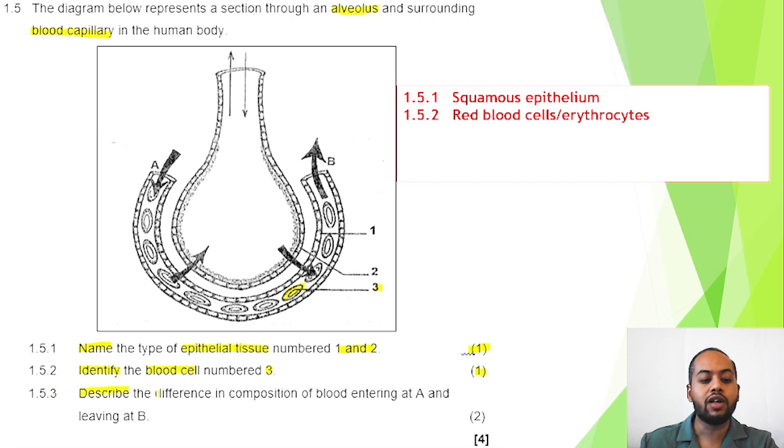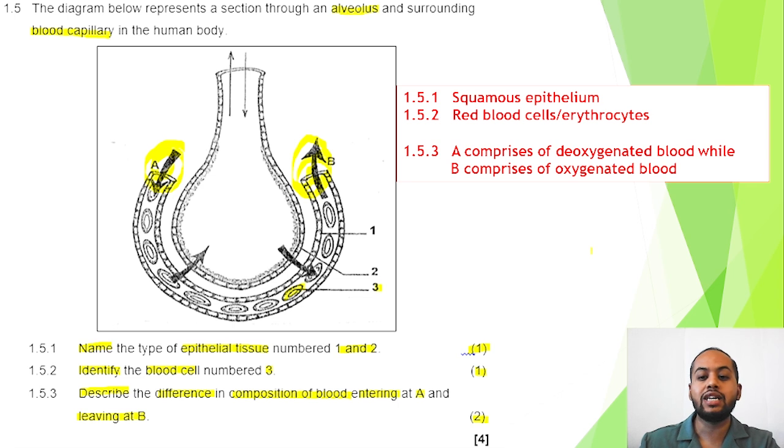1.5.3, describe the difference in the composition of blood entering at A and leaving at B, for 2 marks. The difference in the composition of blood here entering at A and leaving at B. The blood that enters at A generally has a high concentration of carbon dioxide, but the blood leaving at B has a high concentration of oxygen. Therefore, the blood at A is referred to as deoxygenated blood, while B comprises oxygenated blood.